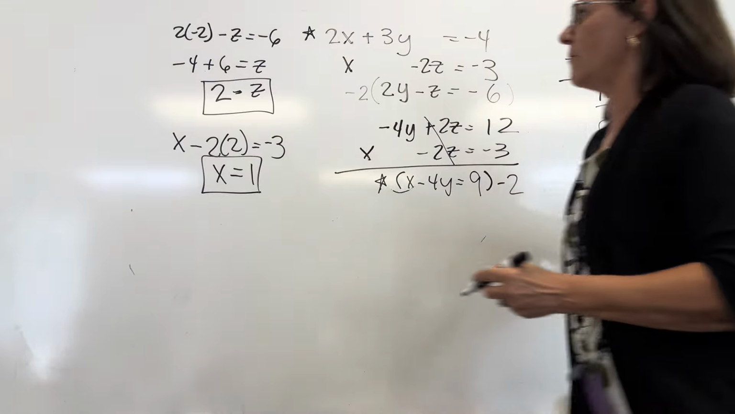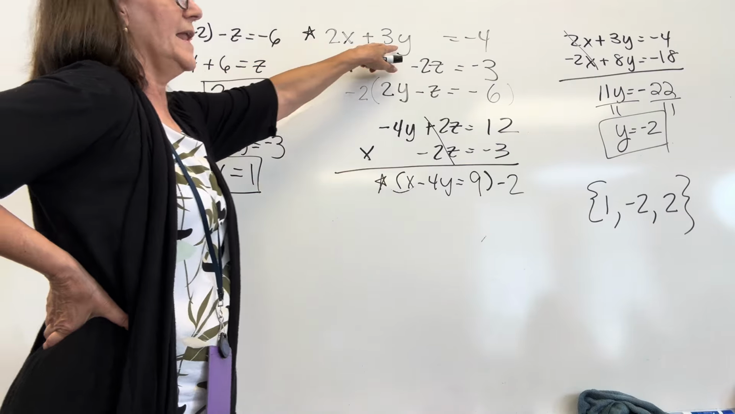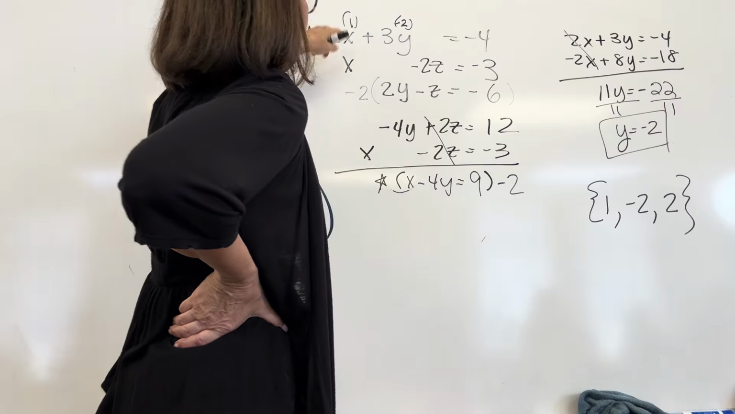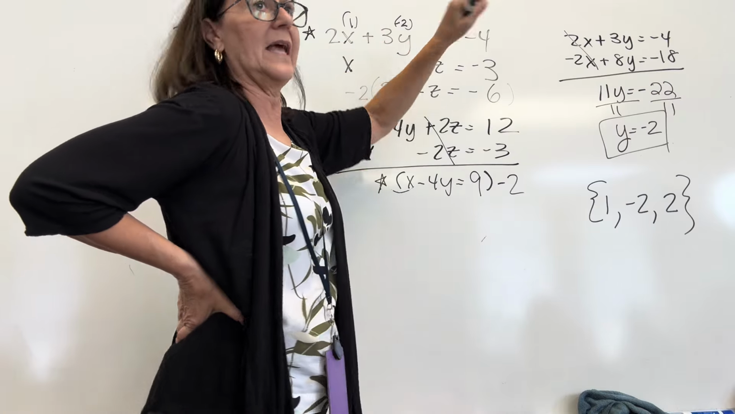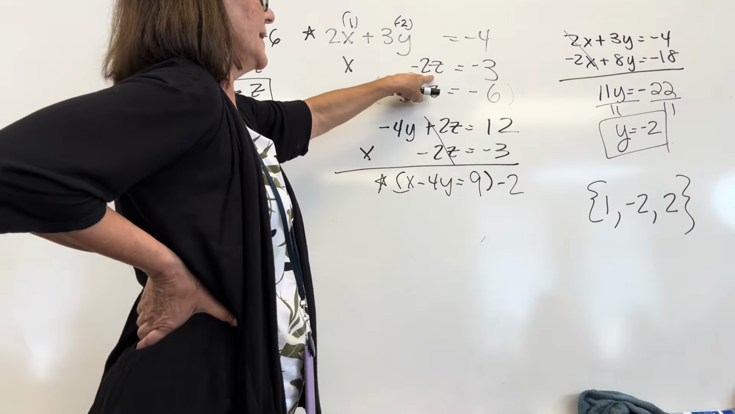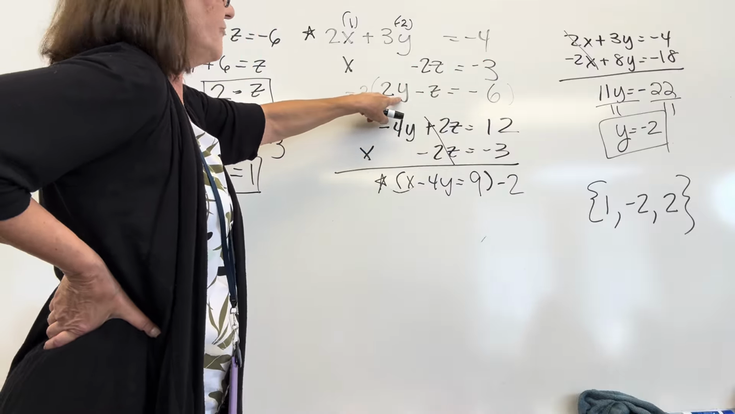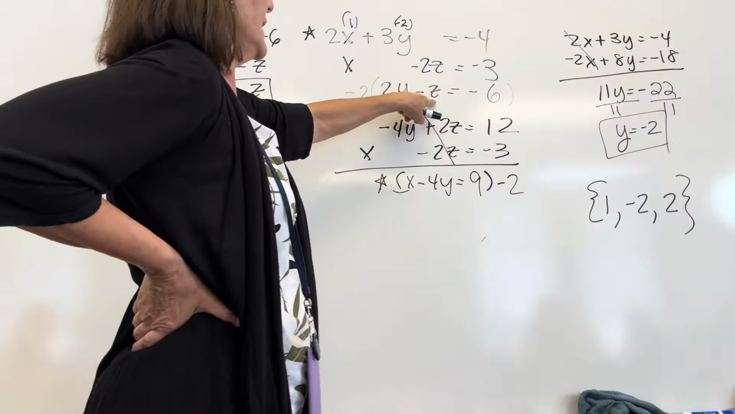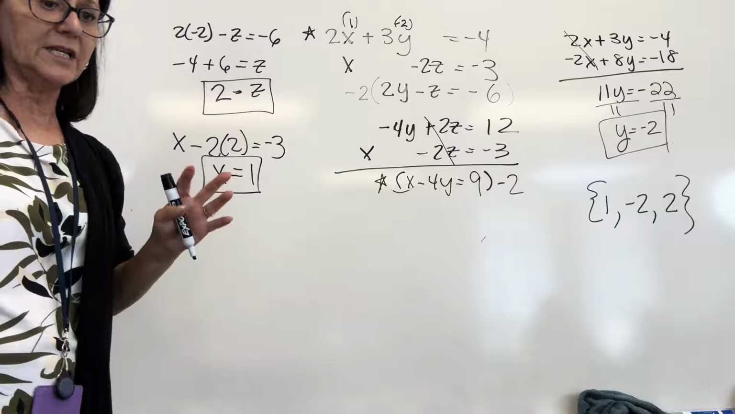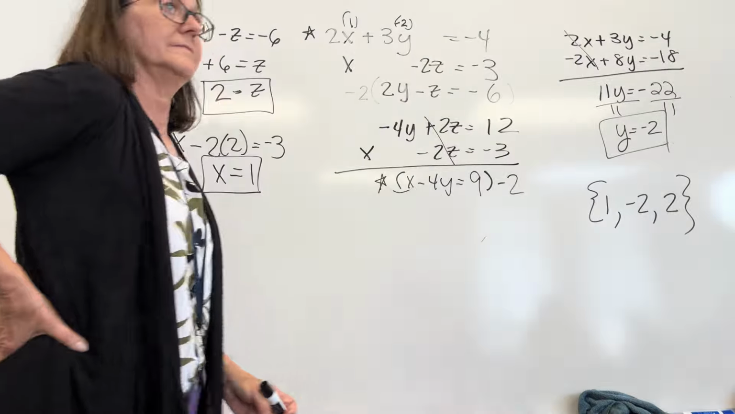Now let's just make sure that works. So that's 1, negative 2, 1, negative 2. You just go back and check. So that's 2 minus 6 is negative 4. That works. That's 1 minus 4 is negative 3. That works. That's negative 4 minus 2 is negative 6. It works for every equation. So it's easy to go back and check to see if your solution is correct.